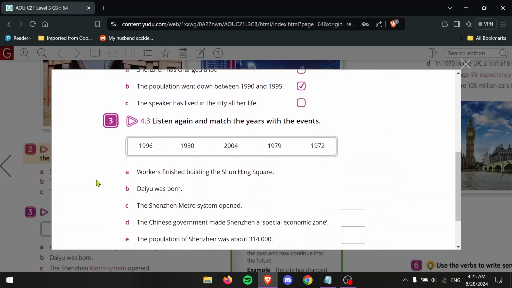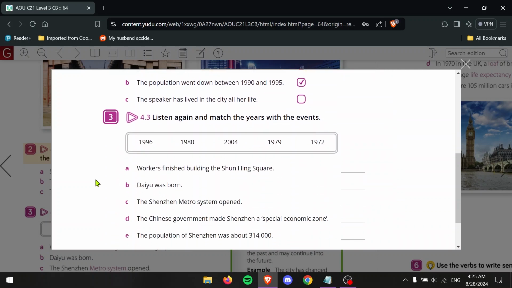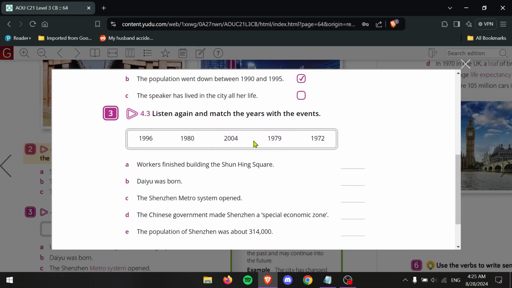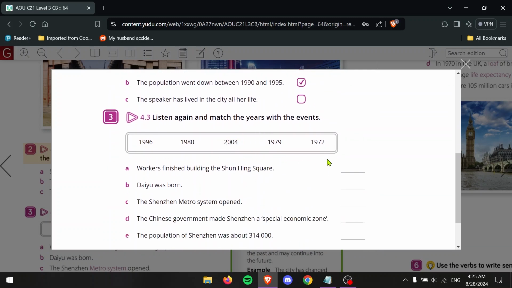All right. We're going to be listening to the audio one more time, but this time I'd like you to focus on the specific years and line them up with the events that you see here. So we have some events like when was the speaker born, when did the Shenzhen Metro open, when the population was 314,000. So all of these things should be matched with the correct year. So listen one more time and number these as you go, and then we'll check our answers together.